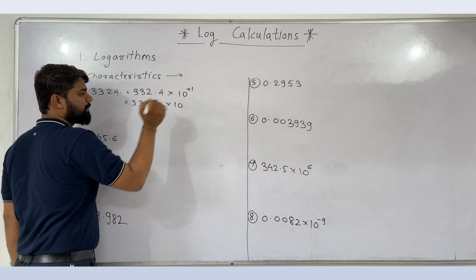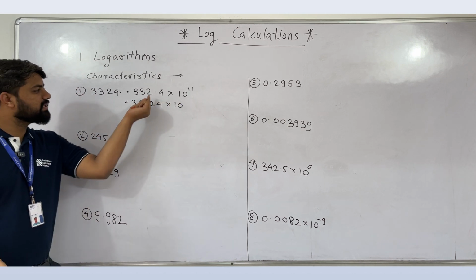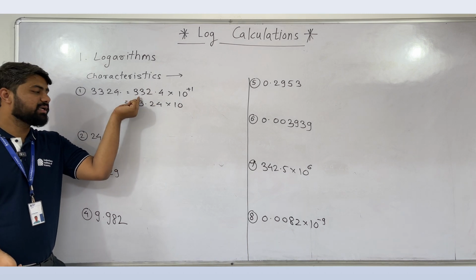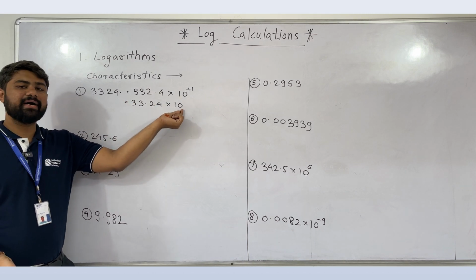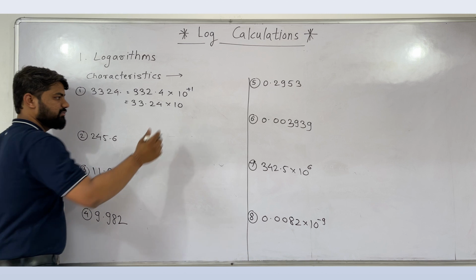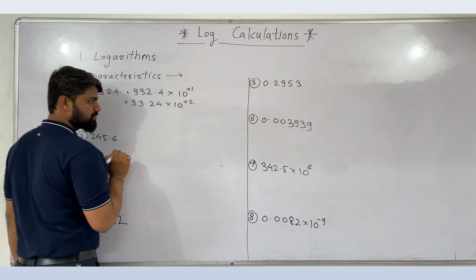32.24 into 10 to the power. Again, we have shifted the decimal place by 1 digit. Then we have to increase the power by 1. And we will write this as plus 2.